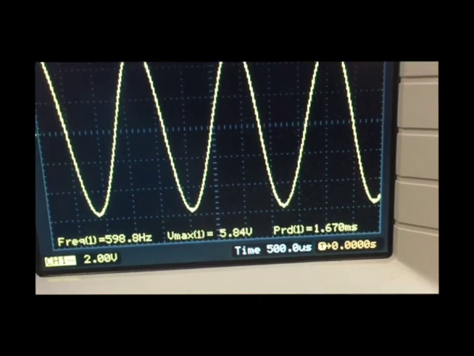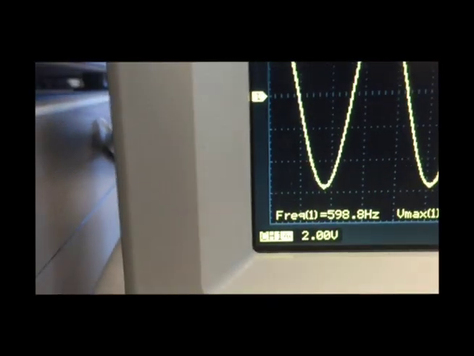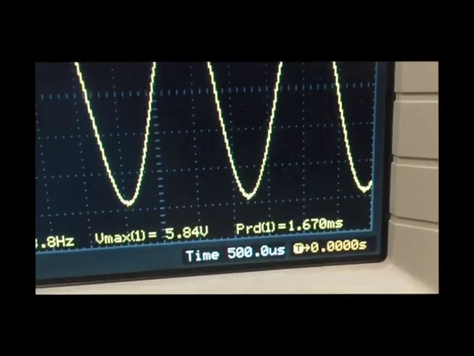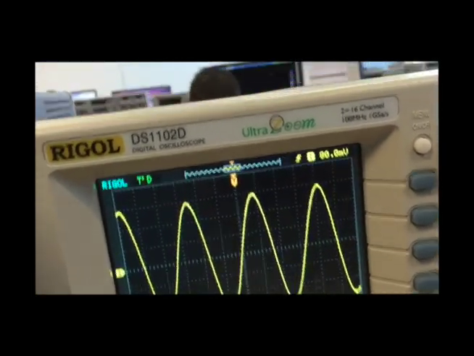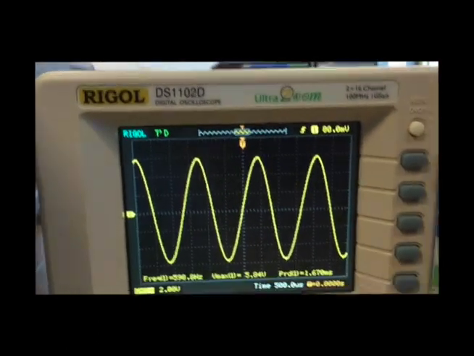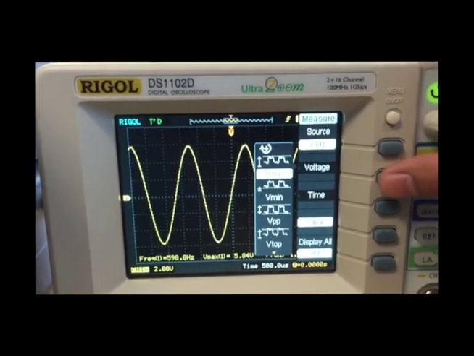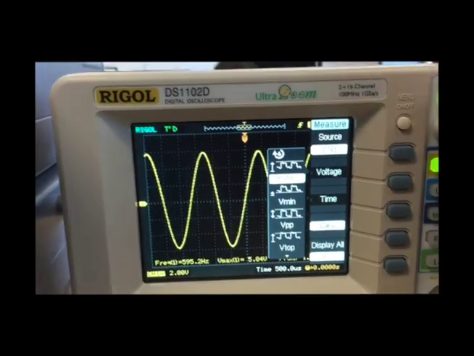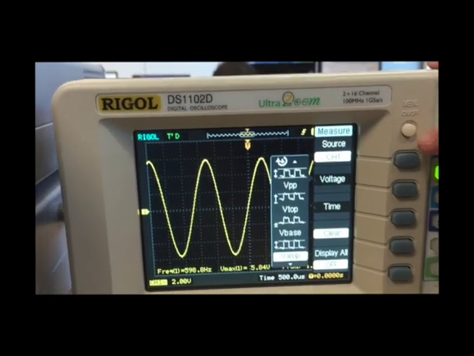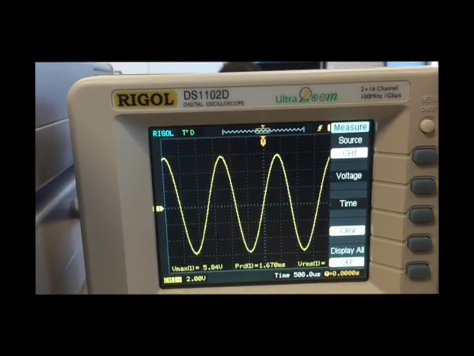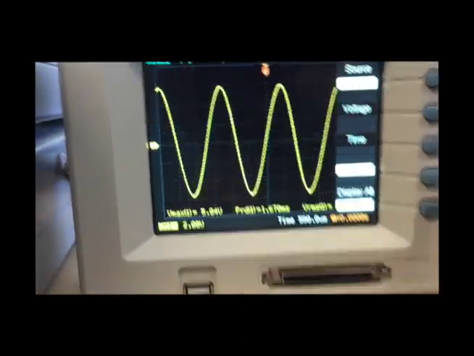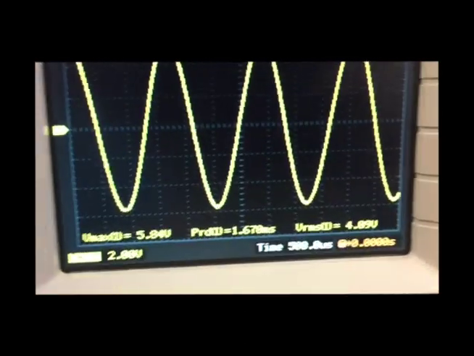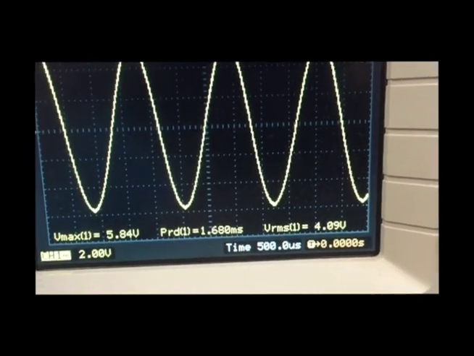And right here we have frequency on the left, period on the right, and next we're going to show you voltage RMS. And that's our volts RMS.